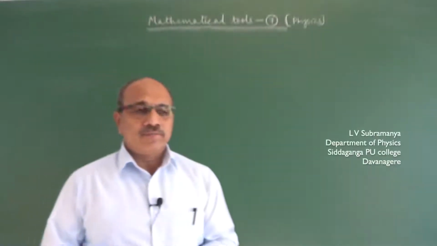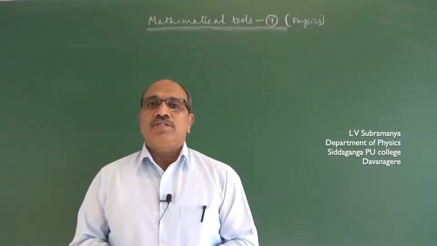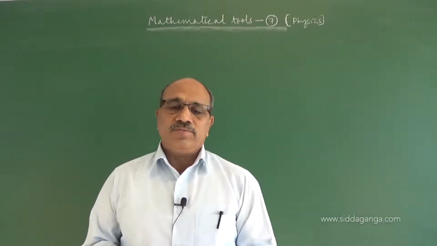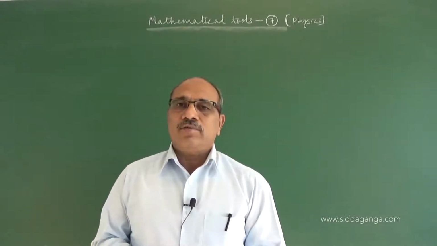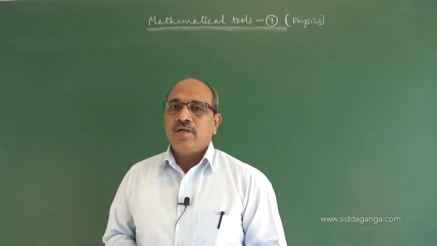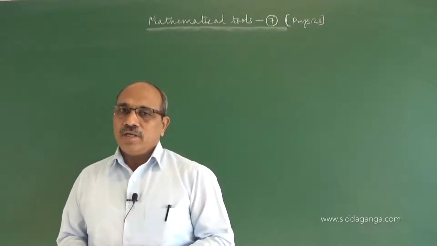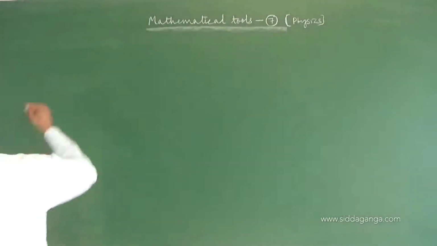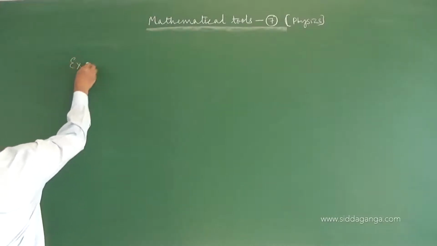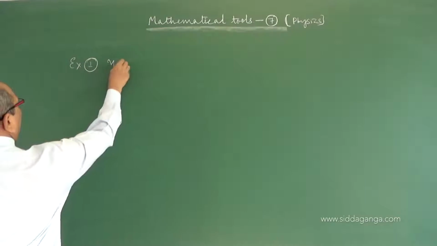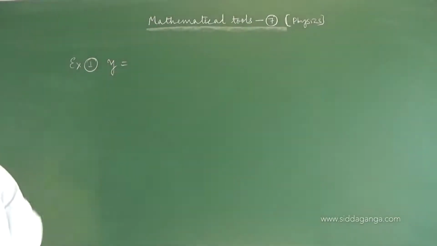Hi students, we are discussing the straight line graph and have taken some examples in the previous video. Let us take one or two more examples of how a straight line graph is drawn from a linear equation. Let us take, for example, example 1: y is equal to 2x.